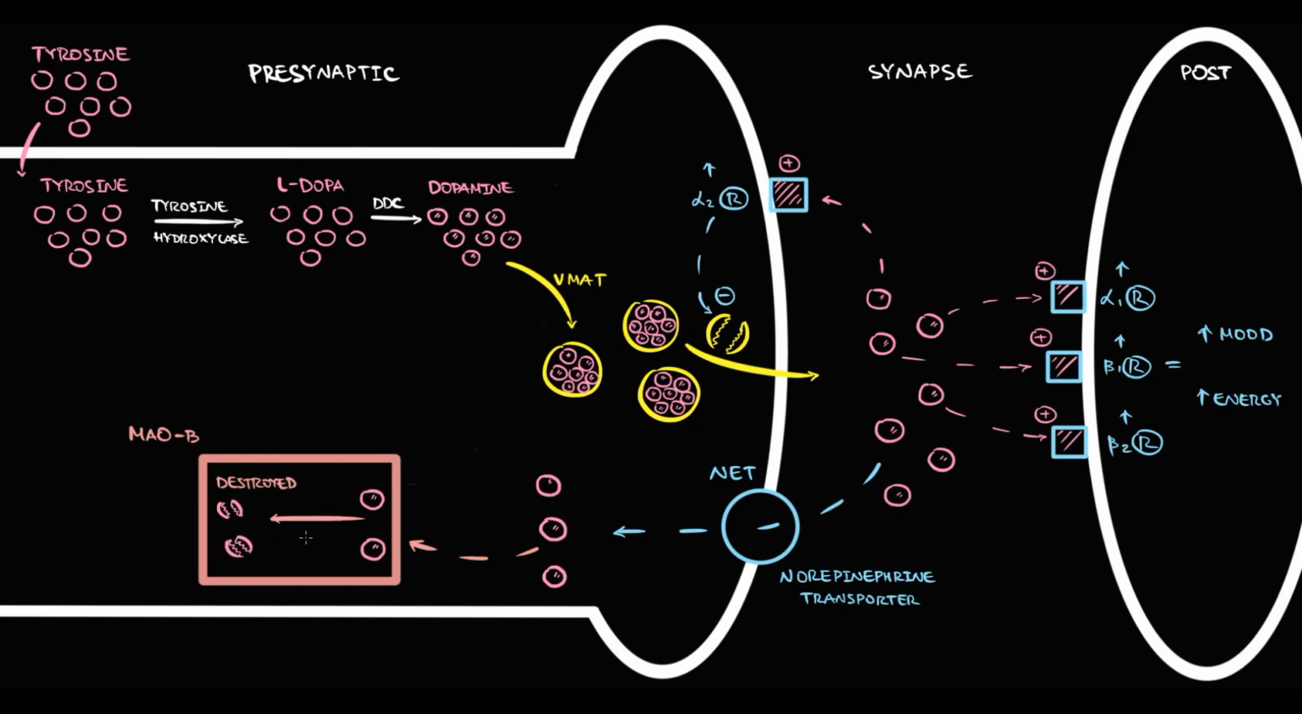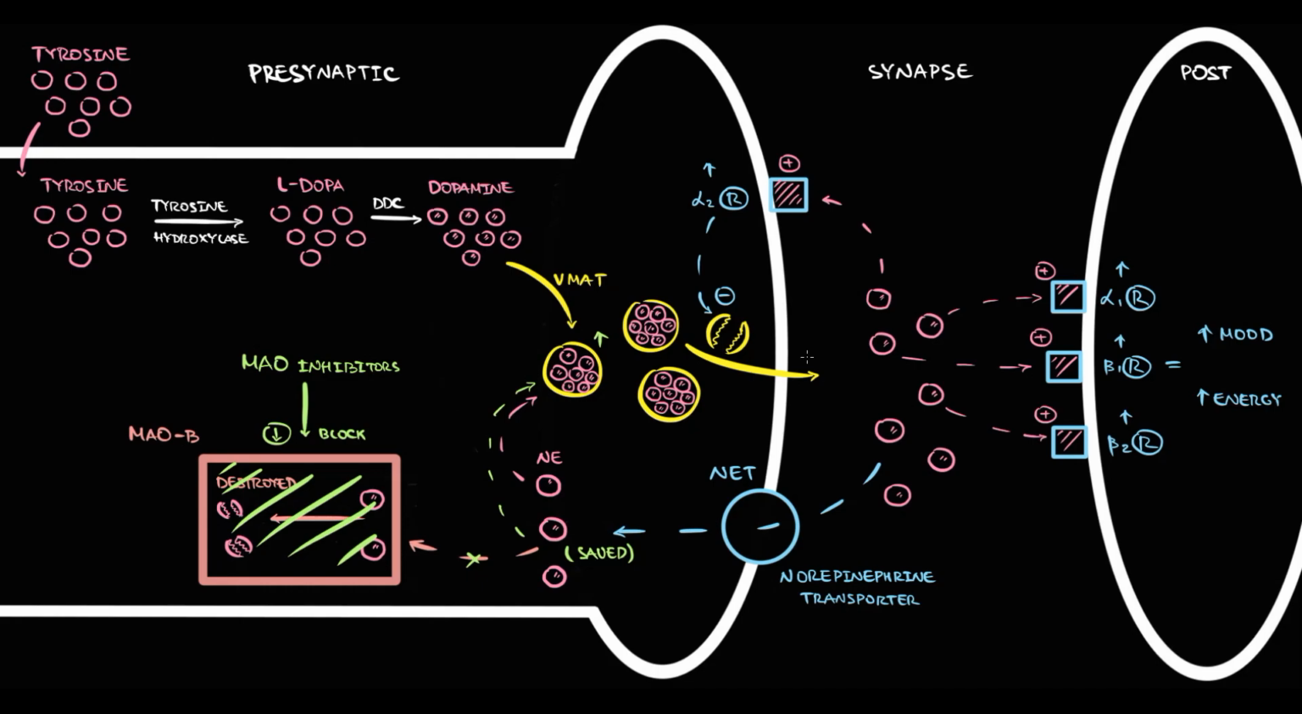But some norepinephrine molecules are able to slip away from monoamine oxidase, and such molecules go into the vesicles, thereby replenishing the norepinephrine pool. Monoamine oxidase inhibitors, by inhibition of monoamine oxidase, block the degradation of norepinephrine. With decreasing degradation of norepinephrine, norepinephrine molecules can go into the vesicles. Thereby, this causes increase in total norepinephrine pool.